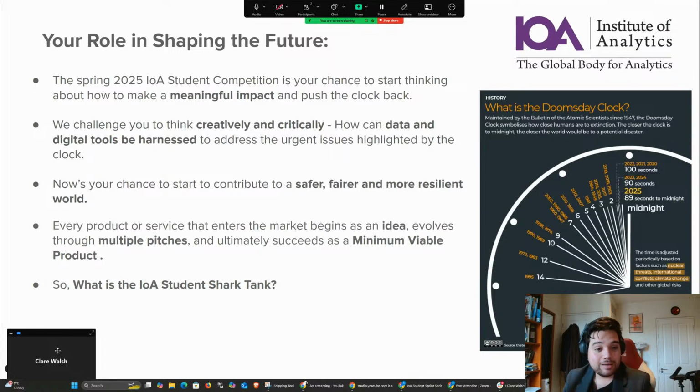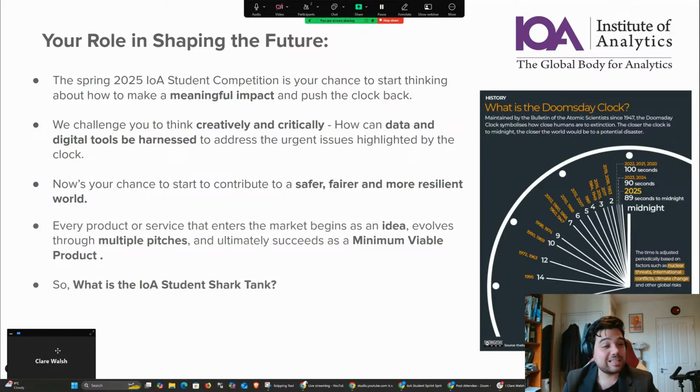from that. So now's your chance to really start thinking during this competition, how can you make the world safer, fairer, and more resilient by building and harnessing a data-centric tool or service? You have to bear in mind that every product or service we use, whether it be eBay, Facebook, Instagram, WhatsApp, at a point have all been an idea that has evolved through multiple pitches and iterations into a minimum viable product. You now are at the stage of building your own ideas and pitching them to us as part of this competition.